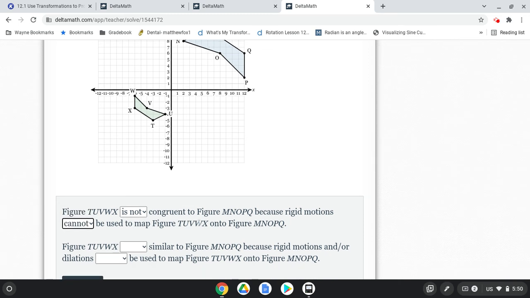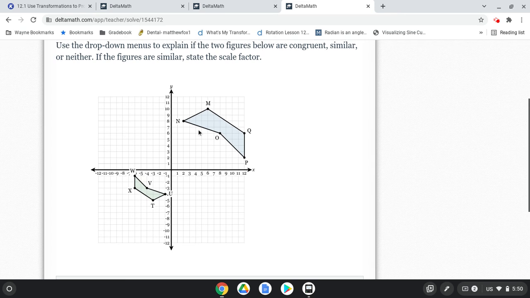Now we need to decide, is it similar? Okay, so if we count over here, let's do NM. So that one goes up 1, 2, over 1, 2, 3, 4. Or you can say up 1 over 2, up 1 over 2. So does it follow the same thing here with U? Up 1 over 2. It does. From M to Q, it goes down 2 over 3, down 2 over 3.